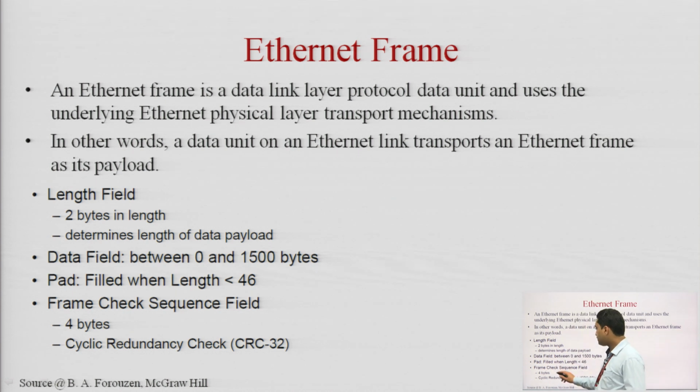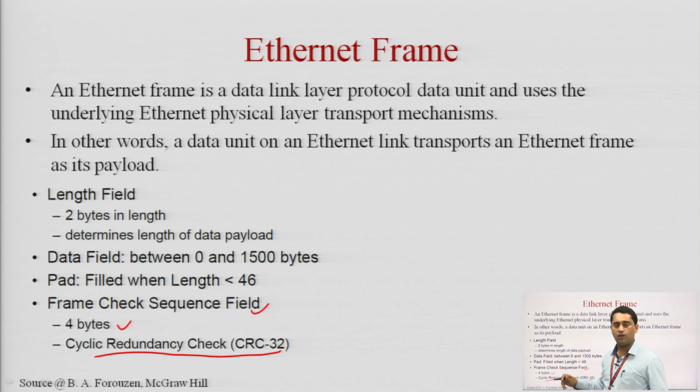Then this is the frame check sequence field. Generally we use a 32-bit CRC. 32 bits means how many bytes? Divide by 8, so 4 bytes. A 4-byte CRC. In coming lectures, we will also discuss CRC and the other codes. So this is how a particular Ethernet frame is defined.